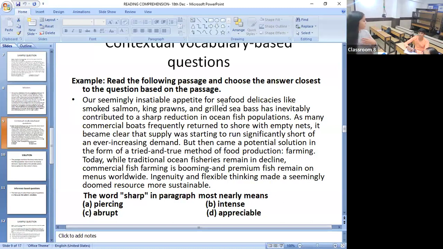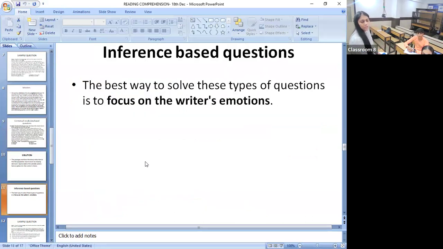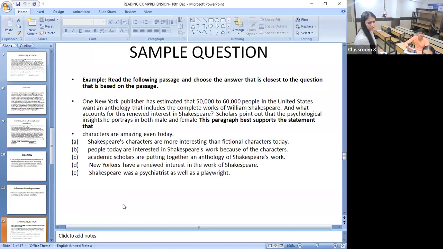Whenever we read a passage, forget about your approach, your morals, so you can think from the writer's point of view. This is the last kind of question, the inference-based question. So over here, again, you have to focus on the writer's emotions. Okay, just a name, inference, technically it's that only, but you'll get the idea now.